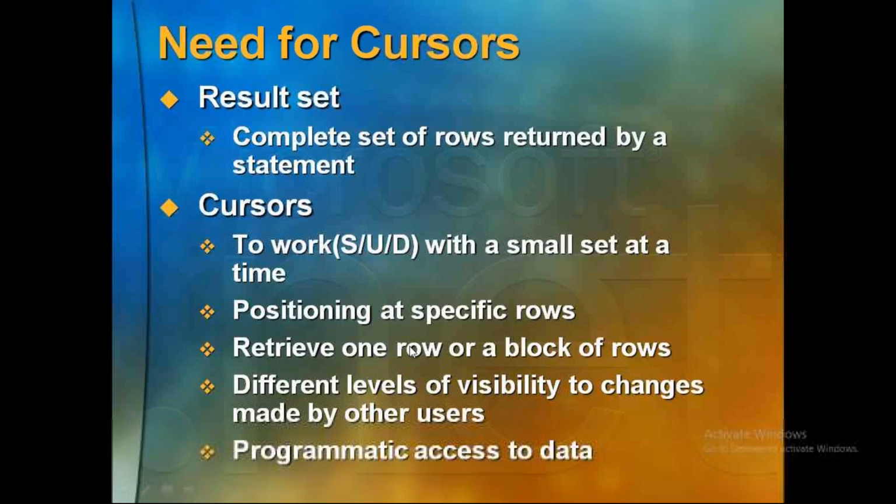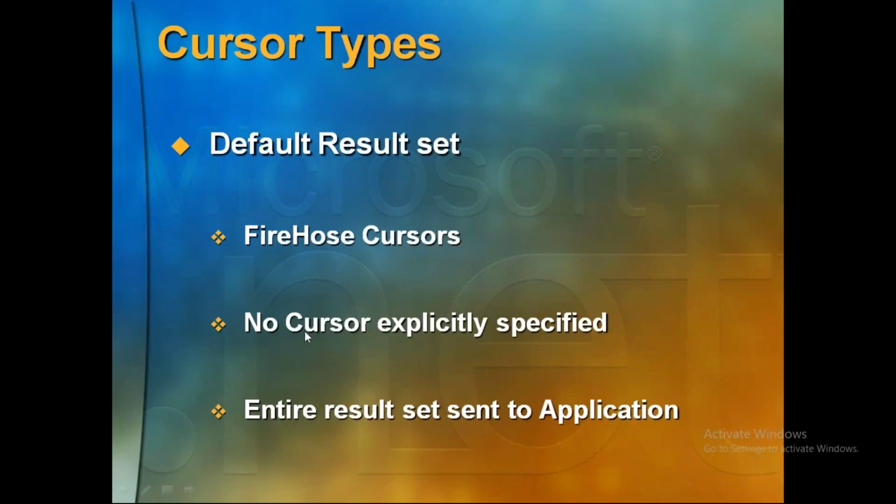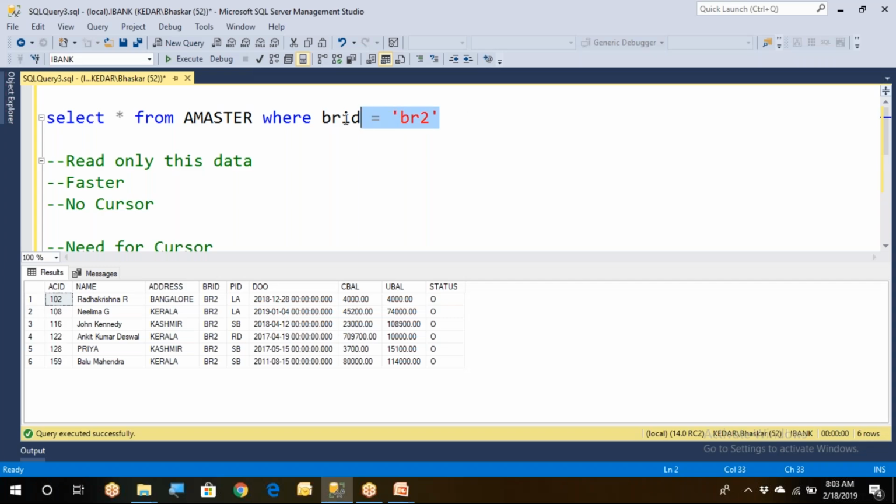Now, default result set, fire hose cursors: no cursors are explicitly specified. The entire result set is sent to the application. This is what is called the default result set. This query is called a no cursor, or people will say it has a fire hose cursor. Fire hose cursor means there is no cursor there. You will not be able to point to anything here. So no cursor is equivalent to fire hose cursors.